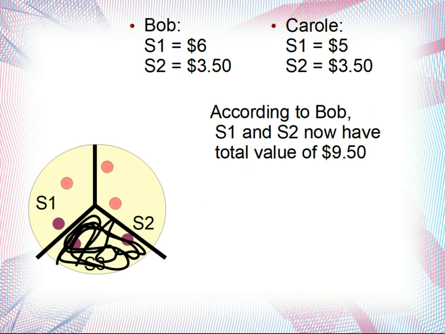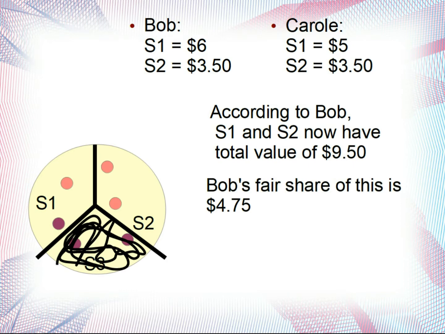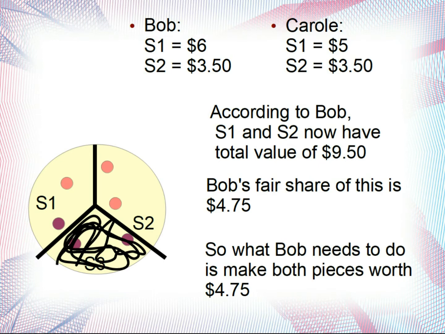So here's how we figure out how Bob is going to do that. According to Bob, slice 1 and slice 2 together now have a total value of $9.50, because that's $6 plus $3.50. Bob's fair share of this is $4.75. I got that because there are 2 players, Bob and Carol. Bob is entitled to half of the remaining cake, and half of $9.50 is $4.75. So what Bob needs to do is make both pieces worth $4.75.